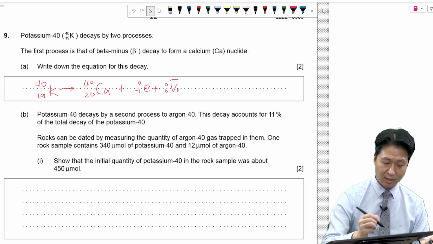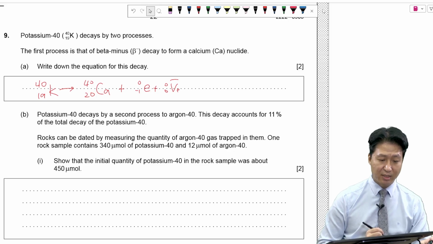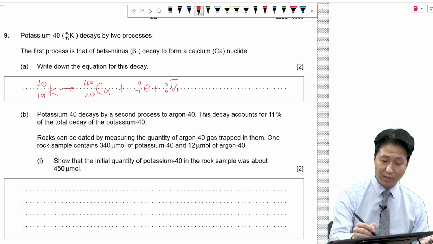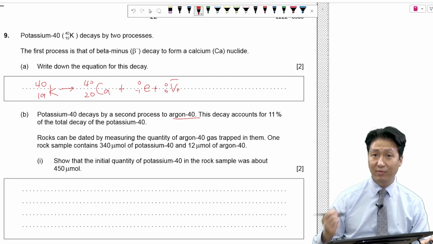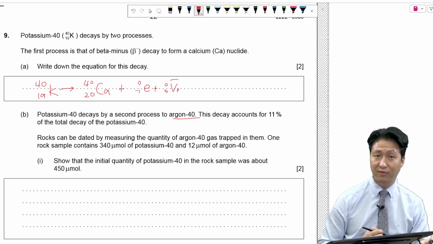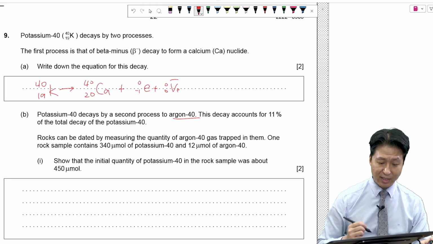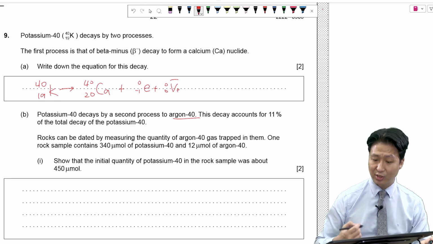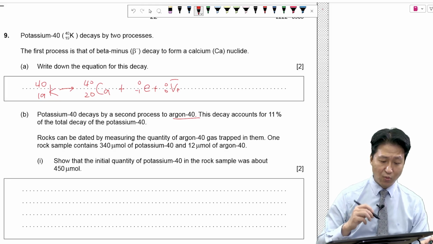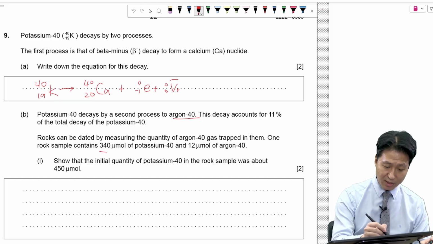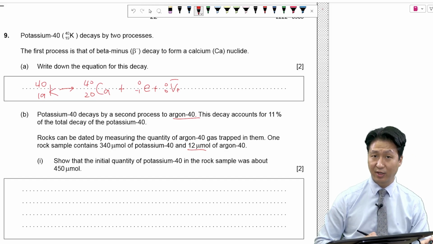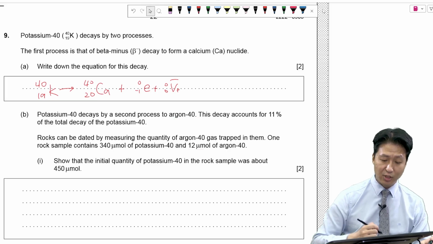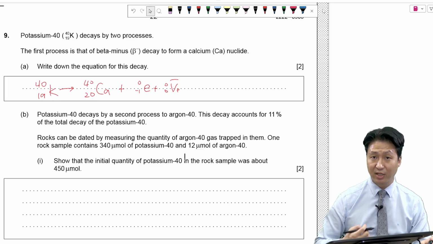Next, part B. It says potassium-40 decays by a second process into argon-40. This decay accounts for 11% of the total decay of potassium-40. The rocks can be dated by measuring the quantity of argon-40 gas trapped in them. One rock sample contains 300 micromoles of potassium-40 and 12 micromoles of argon-40. Show that the initial quantity of potassium-40 in the rock was about 450 micromoles.